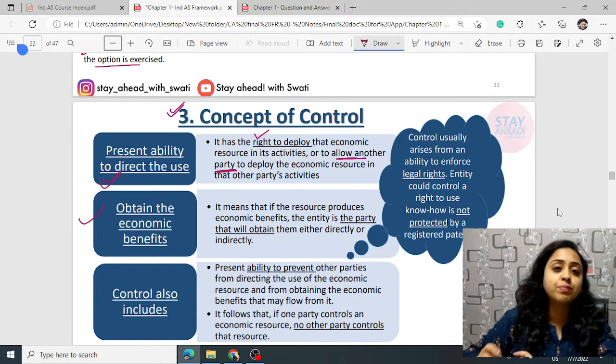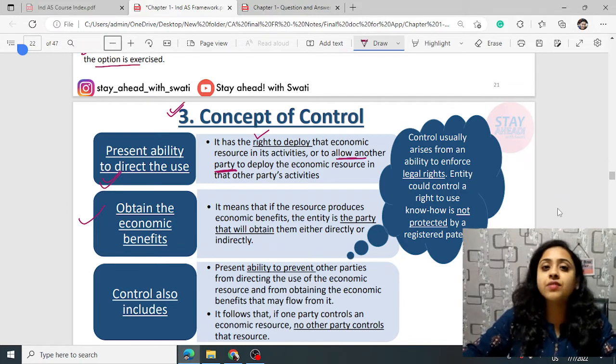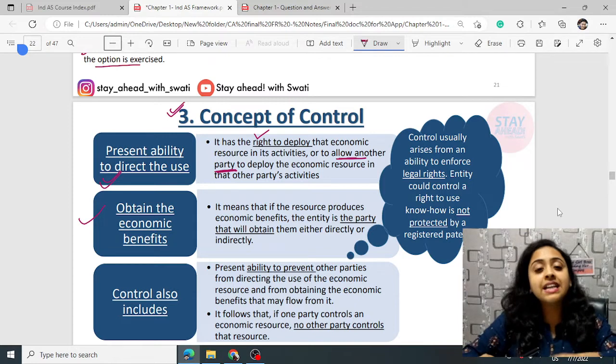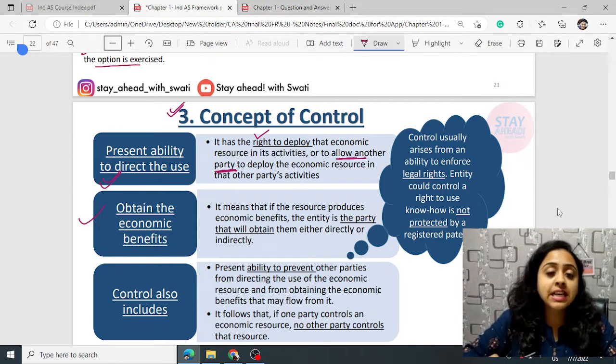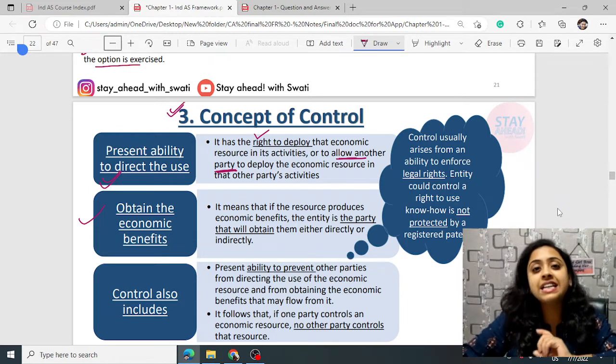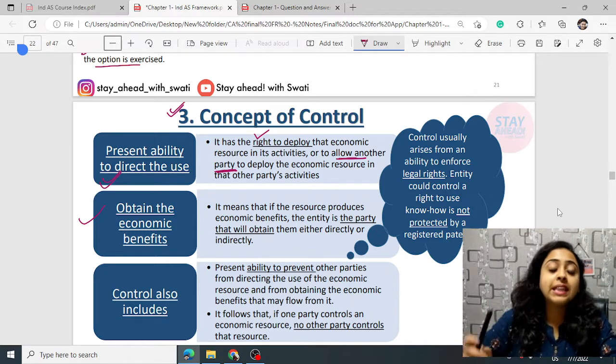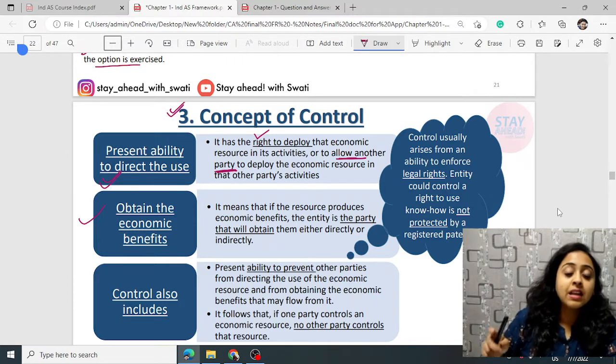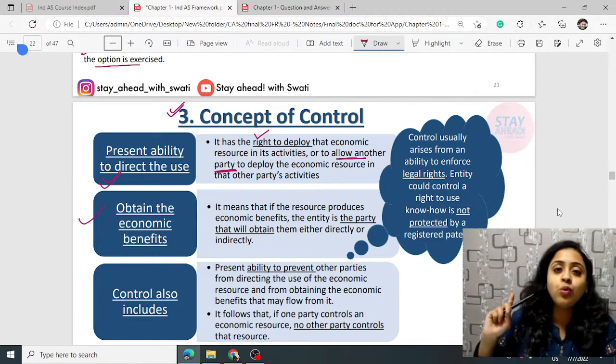The entity is one of the parties that will be receiving those inflows. For example, if there are sales and there is revenue, and the entity is entitled to receive those sales amounts, or if there is a final sale and scrap value is received, and the entity is entitled to receive that scrap value, then it will be termed that the entity has control over that asset.